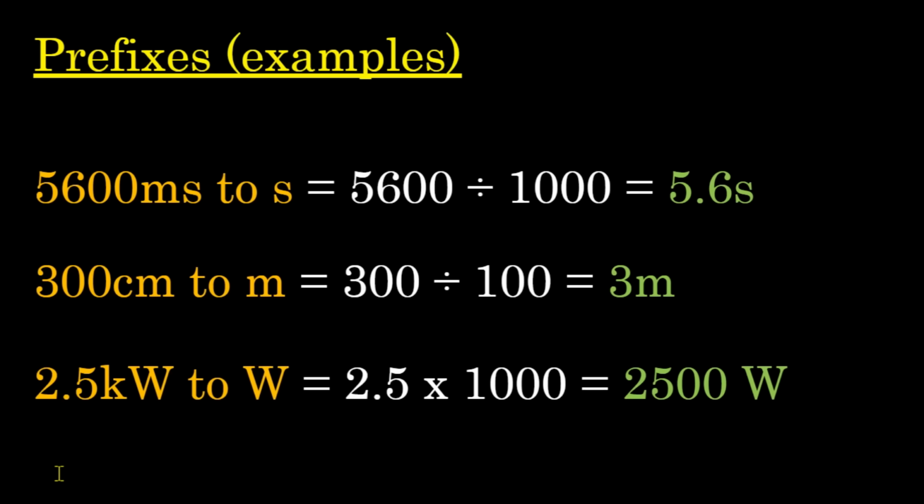Here are a few examples of how to convert SI units. 5600 milliseconds to seconds. Milli means divided by 1,000, so 5600 divided by 1,000 is 5.6 seconds. 300 centimeters to meters. 300 divided by 100 is 3 meters. 2.5 kilowatts to watts. 2.5 times 1,000 is 2,500 watts.